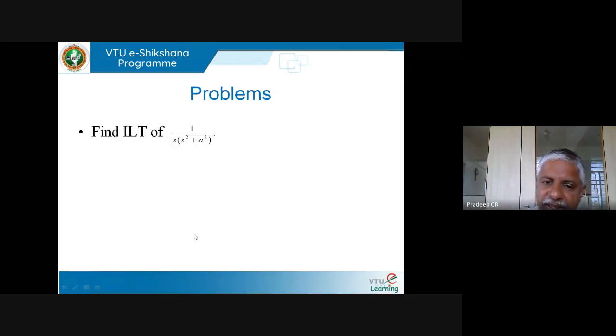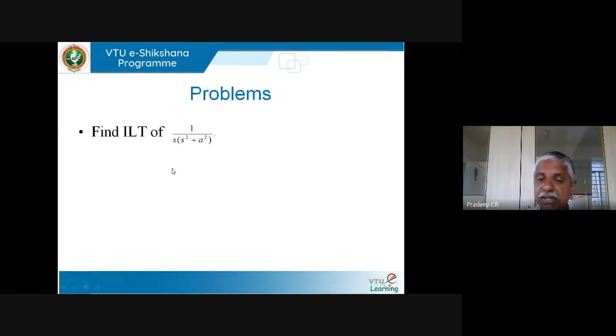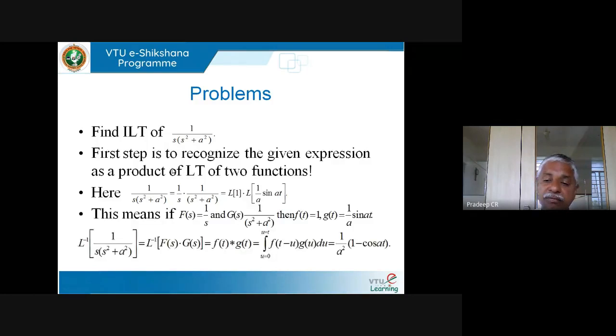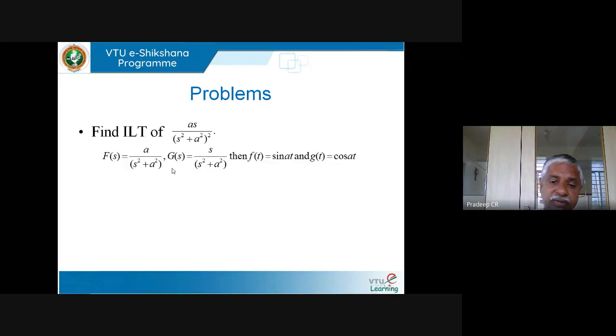So we saw examples here. If I want to find the inverse Laplace transform of 1 by s into s square plus a square, that means I want to somehow recognize it as a product of two things, because then I can find the inverse Laplace easily. These are the Laplace transforms of two functions whose convolution I can very easily find. That's what I have done here. Similarly, there is another one. If I want to find the inverse Laplace transform of these two functions, I write it as a product of two functions whose Laplaces are easy to find, which again I have done here.